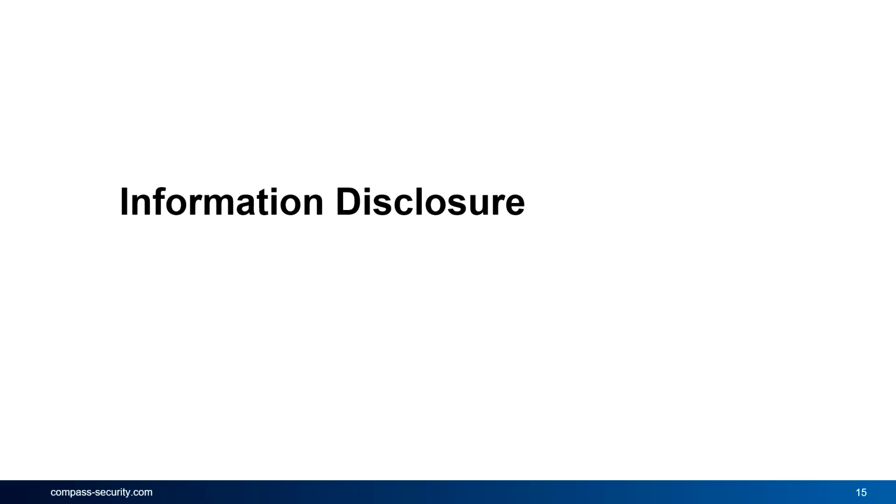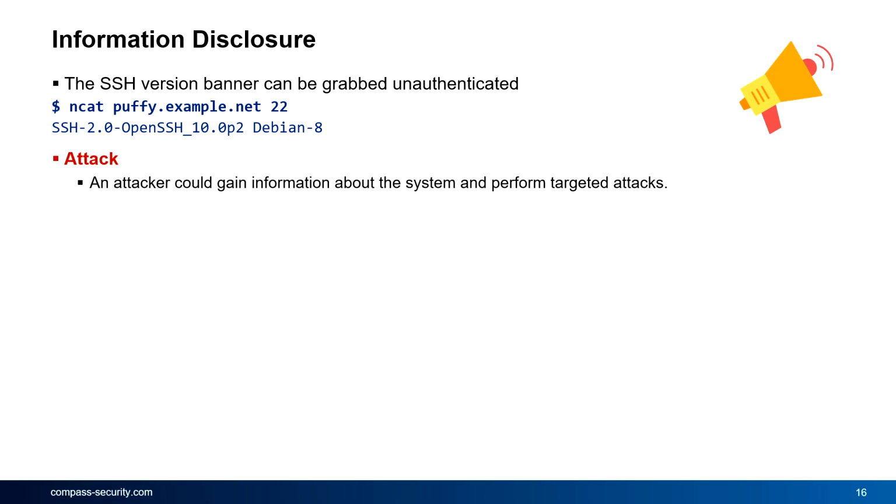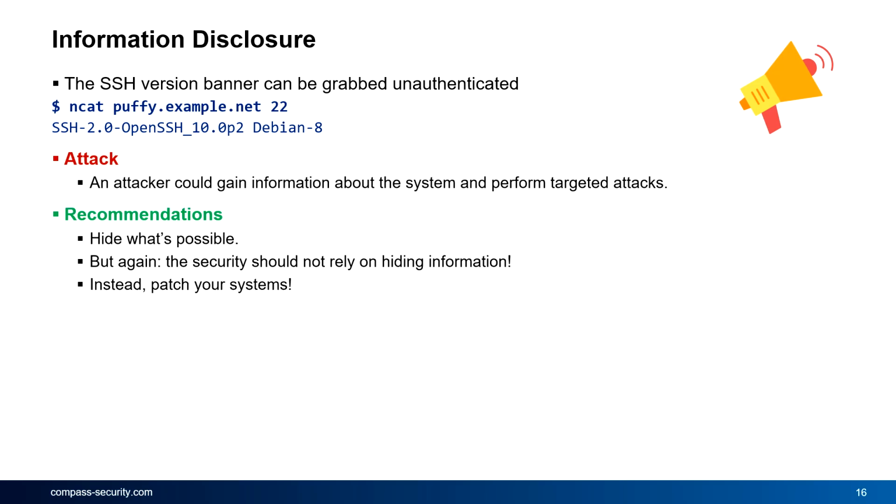Now, after we have seen how we can identify SSH servers, we will see what information they disclose. If you establish a TCP connection on port 22 where the SSH server is running, you will see the SSH version banner. This banner includes the OpenSSH version or the server version that is used, including the version number and sometimes also the distribution name of the Linux distribution in use. So an attacker can get some information about your system and then perform more targeted attacks.